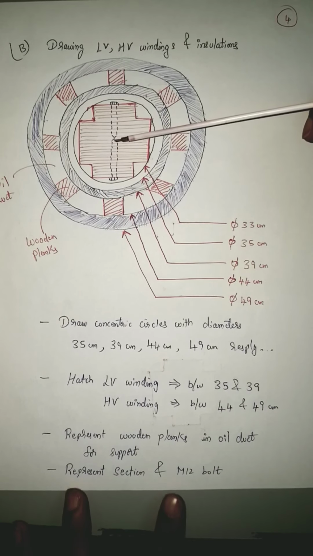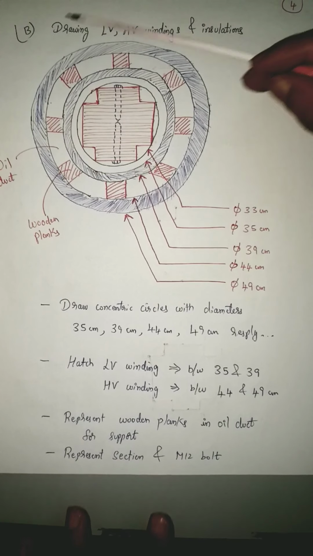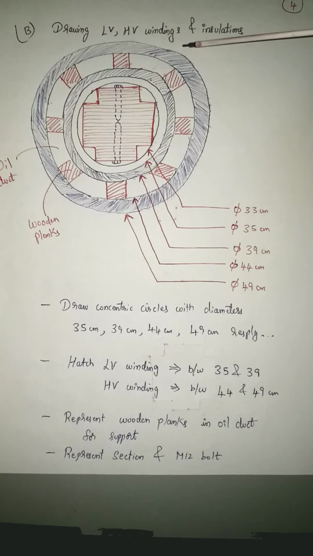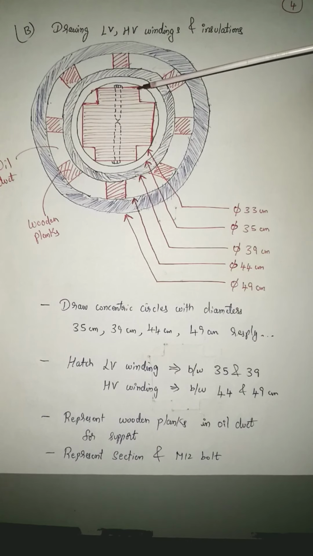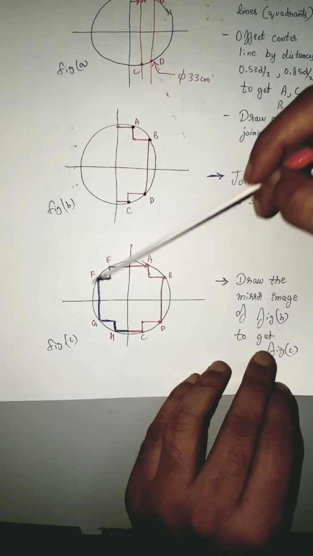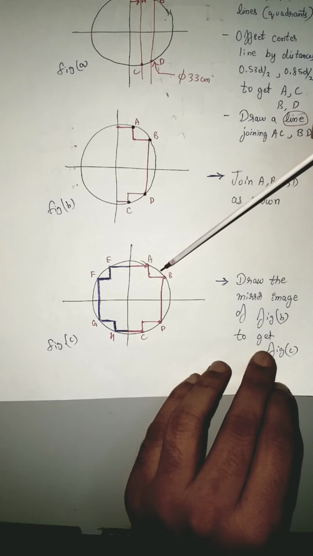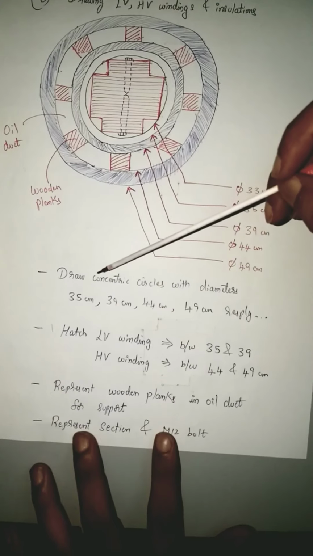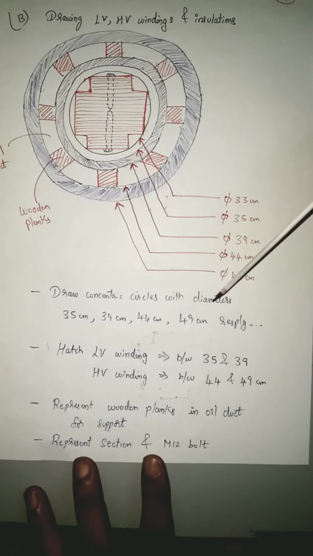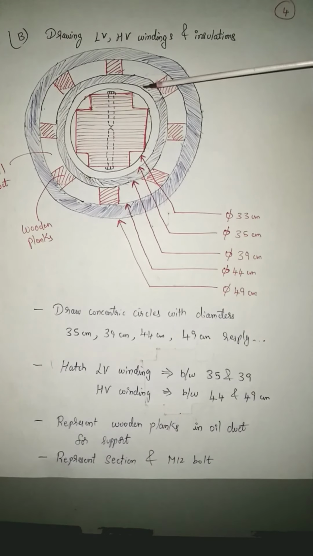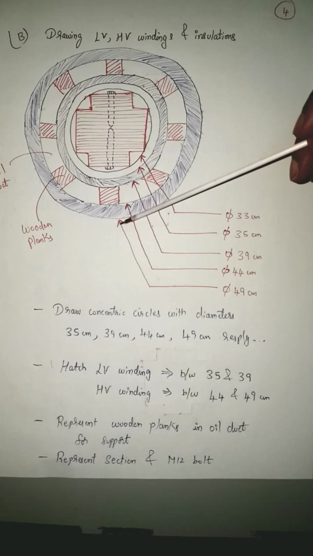So I'll just repeat. B, that is drawing LV windings, HV winding and representing insulation. First step after the core. I'll come back to the core. I think you already understood how to draw this core with the circumscribing circle. This circle was 33 centimeter diameter. In this, the first step that you have to do is draw the concentric circles with the diameters, say, 35, 39, 44 and 49. Just draw the circles with these dimensions.